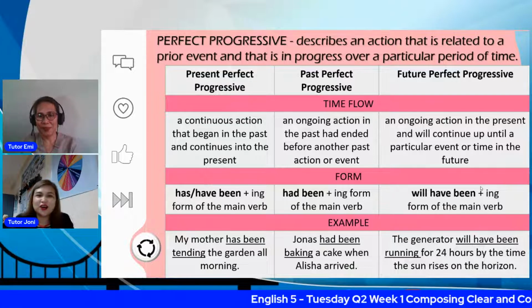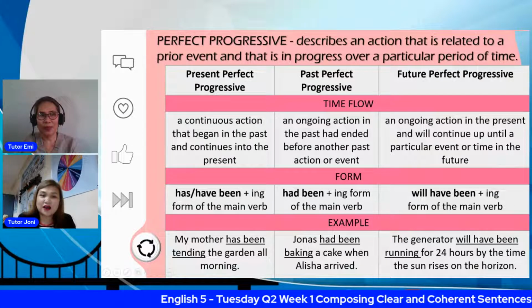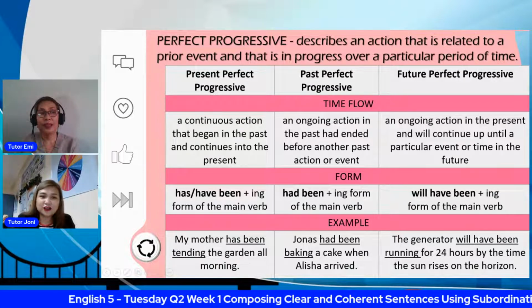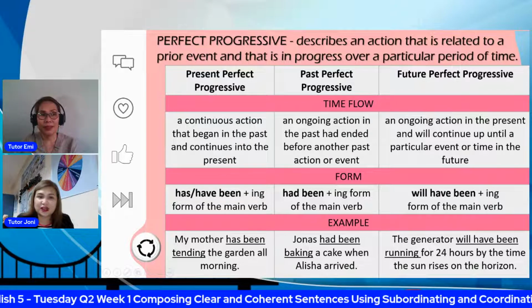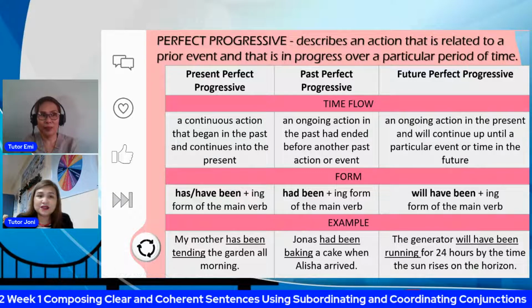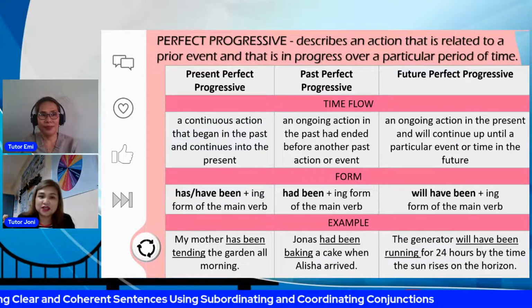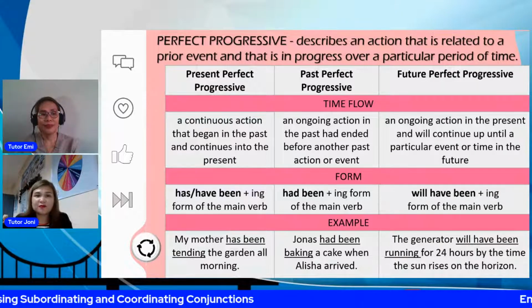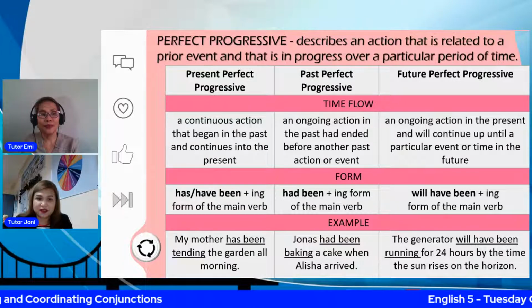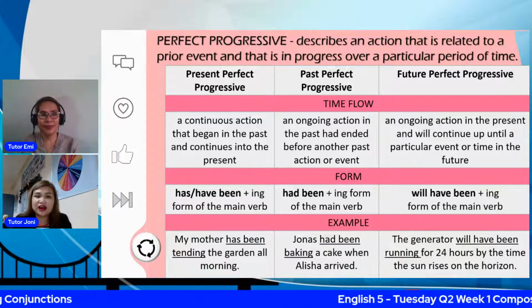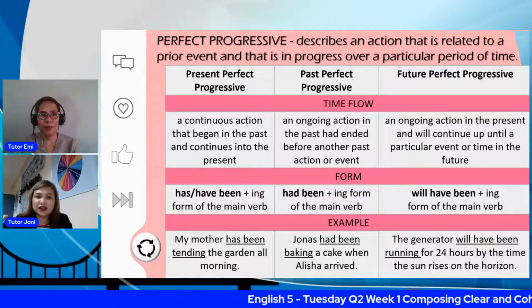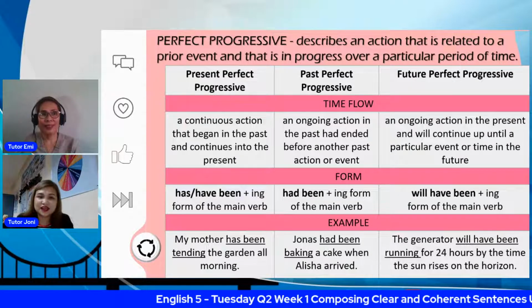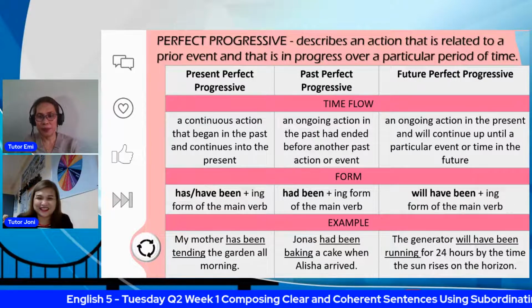Now let's have the future perfect progressive. An ongoing action in the present that will continue up until a particular event or time in the future. So the form is will have been plus the ing form of the main verb. So the generator will have been running for 24 hours by the time the sun rises on the horizon.